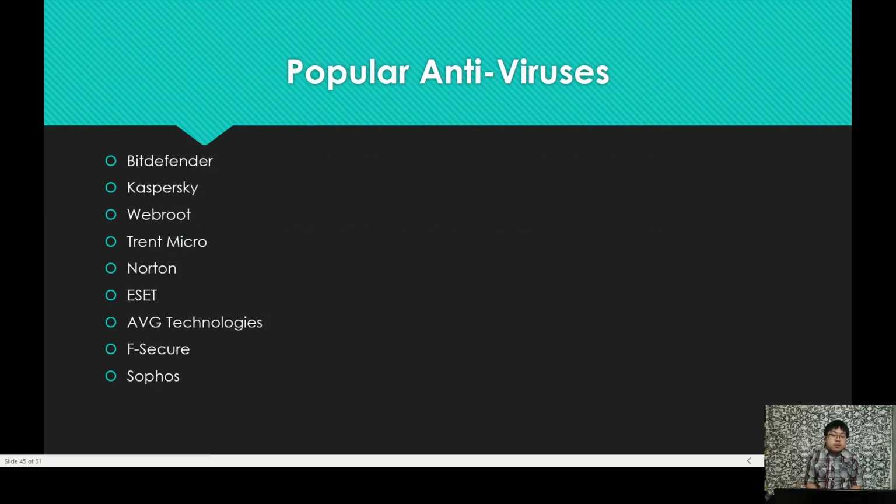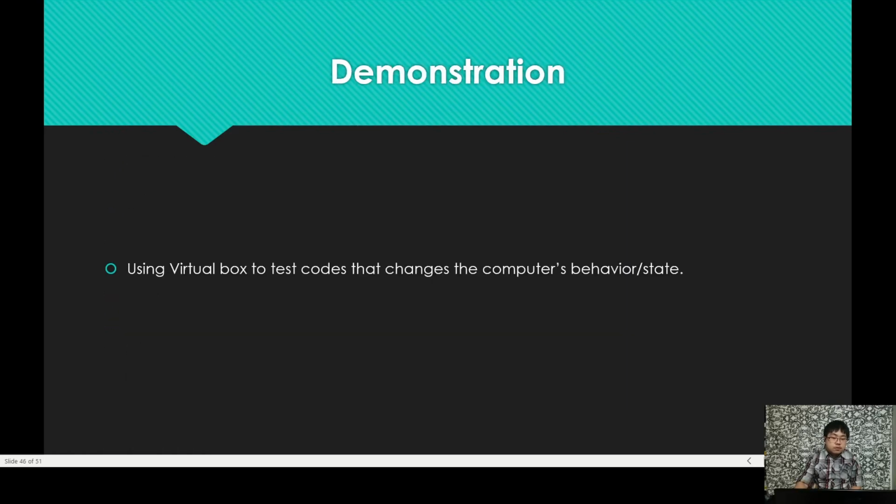Here are some popular antivirus: Bitdefender, Kaspersky, Webroot, Trend Micro, Norton, ESET, AVG Technologies, F-Secure, and Sophos. Next is going to be a demonstration of using VirtualBox to detect code that changes the computer behavior or state.